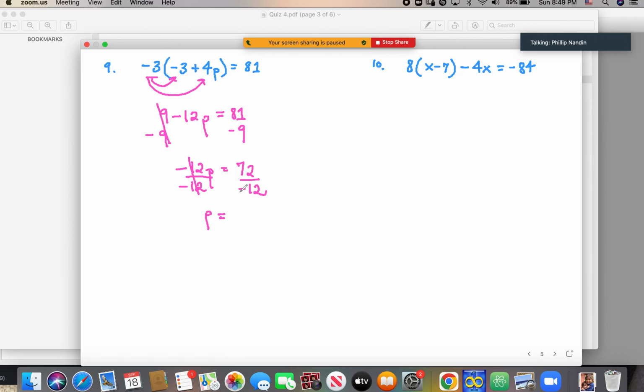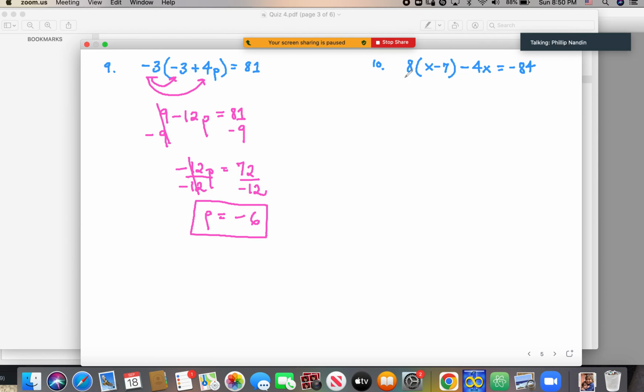What is that? Well, how many 12s fit inside 72, right? First of all, the answer is negative because it's a positive divided by a negative. The signs are different. So 12, 24, 36, 48, 60, and then 72 is 6 times. 60 plus 12, yeah, that's right. Yes, that's right. Good.